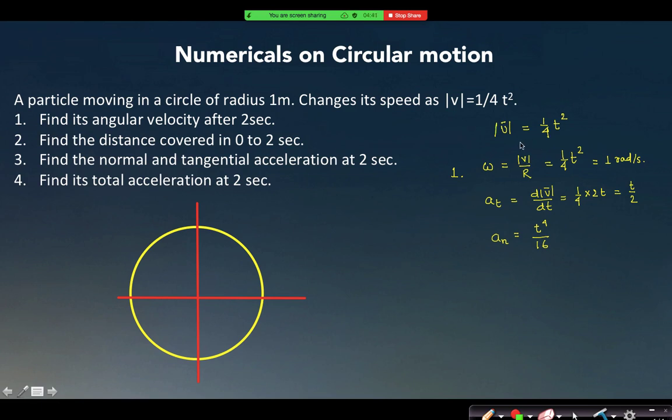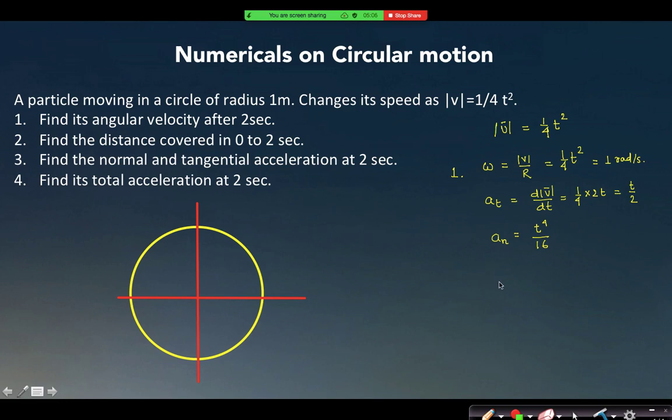Yes, you can solve it in two different ways. One, that you can find theta and then you can find distance equal to r theta, right? In that way you will find the distance. Otherwise, another way is to directly integrate that mod v. Both are correct. For example, if you follow the first way, I will first find theta and then I will write that distance is equal to r theta, right?